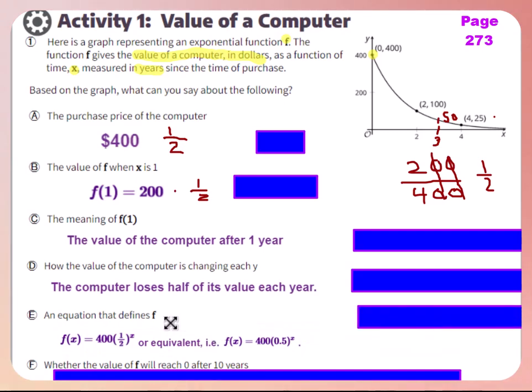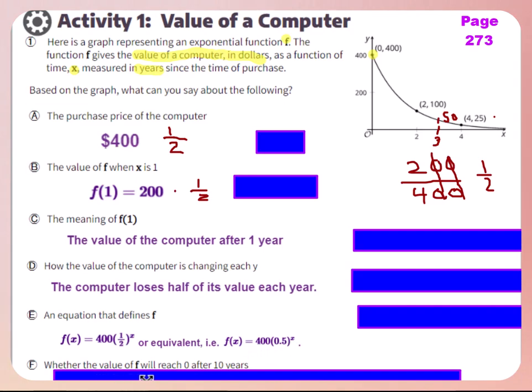An equation that defines f. So we're going to start with f of x. The initial amount equals 400 times that decay factor 1/2 raised to the x power. Okay, you could also write 1/2 as 0.5.